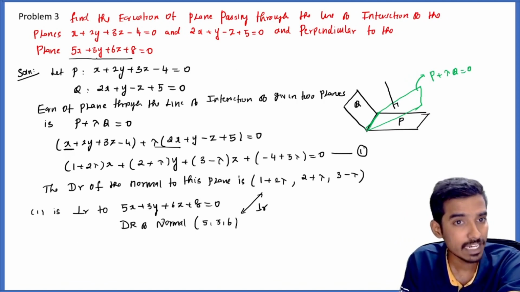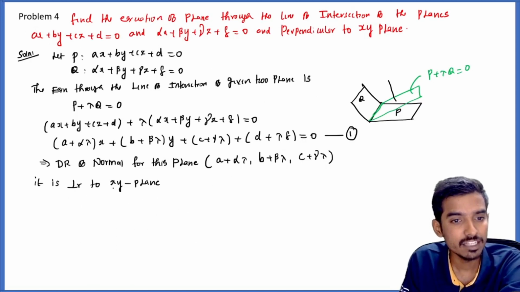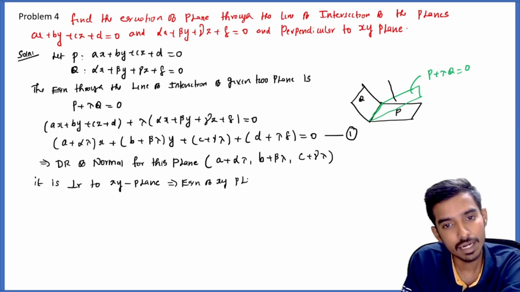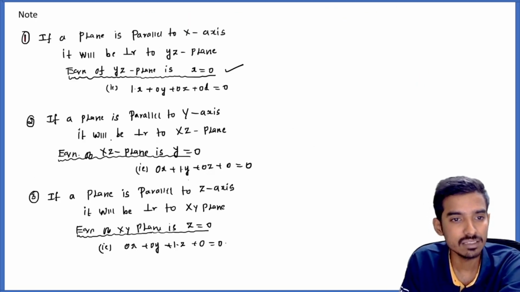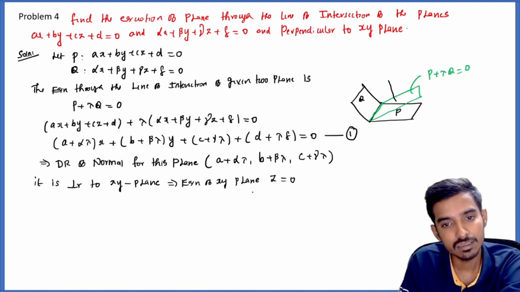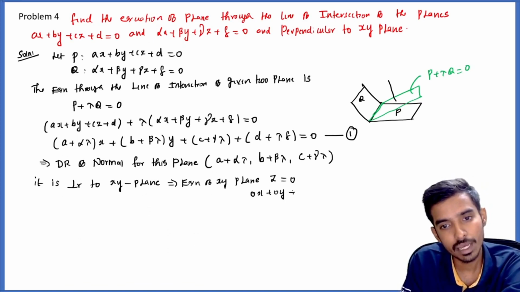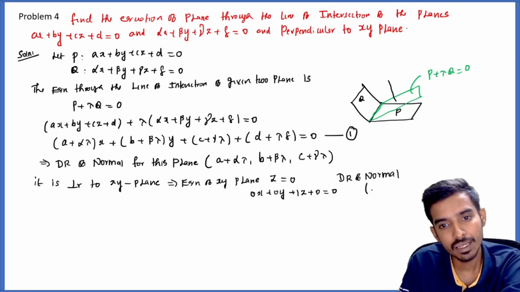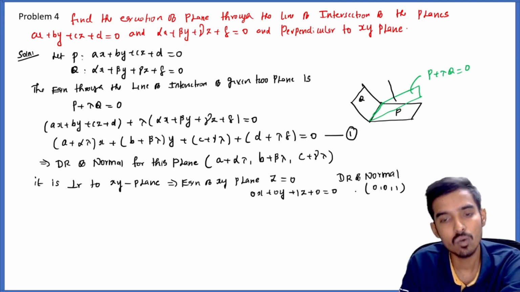So what is the direction ratio for this plane? It is 5, 3, 6. Here, it is perpendicular to the xy plane. What is the equation of the xy plane? That you just now said, right? It is z is equal to 0, that is 0x plus 0y plus 1 into z plus 0 is equal to 0. This implies what is the direction ratio of normal? It is 0, 0, 1.